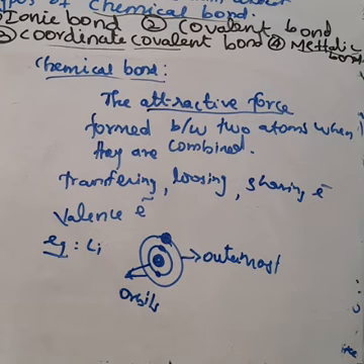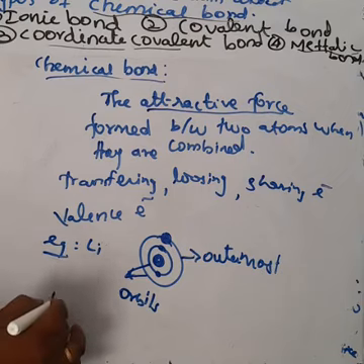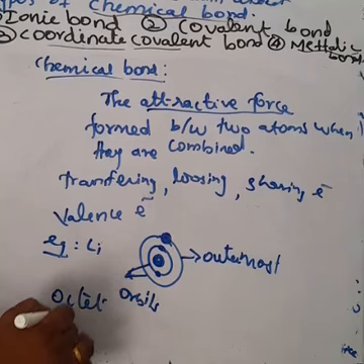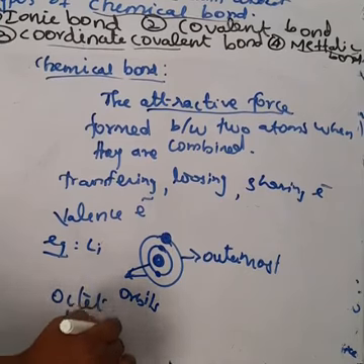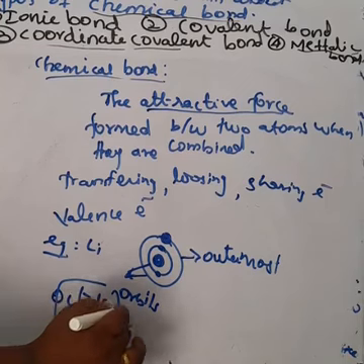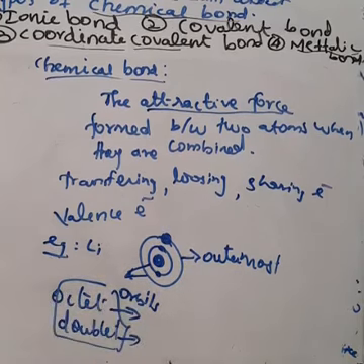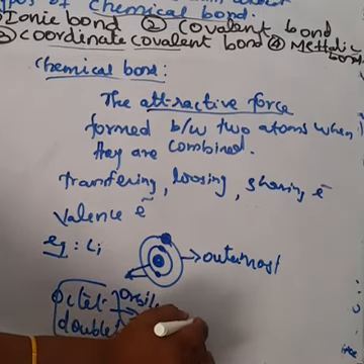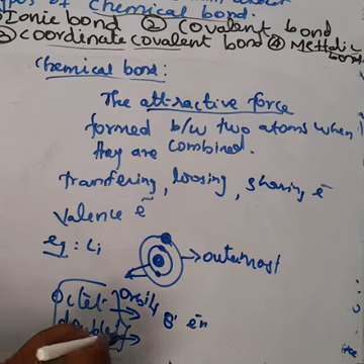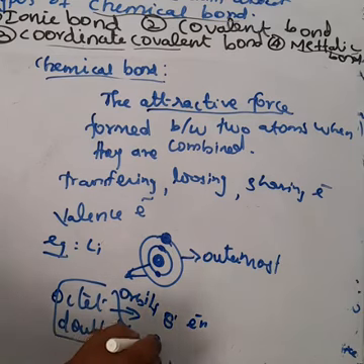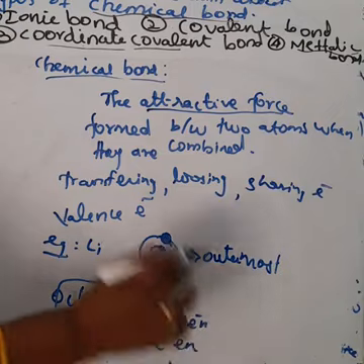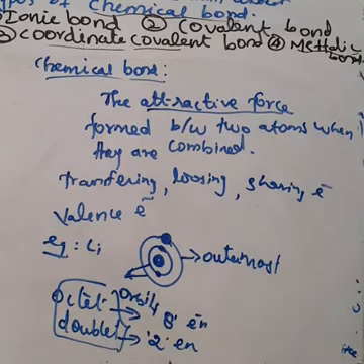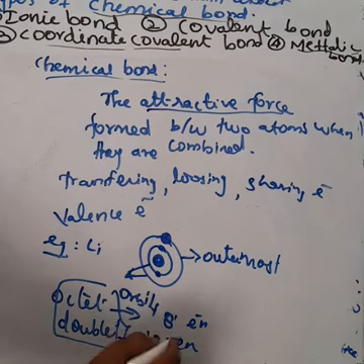Why is it losing or sharing? Because every atom should have a stable octet or doublet configuration. What do you mean by octet configuration or doublet configuration? Octet configuration means every atom should have 8 electrons in its outermost orbit. Doublet configuration means certain atoms should have 2 electrons in their outermost orbit.